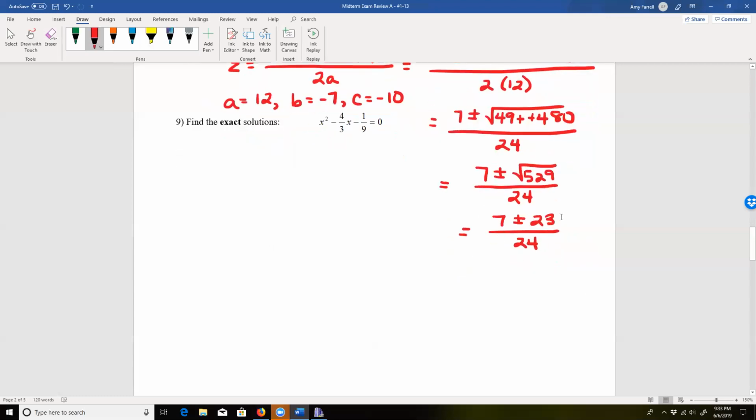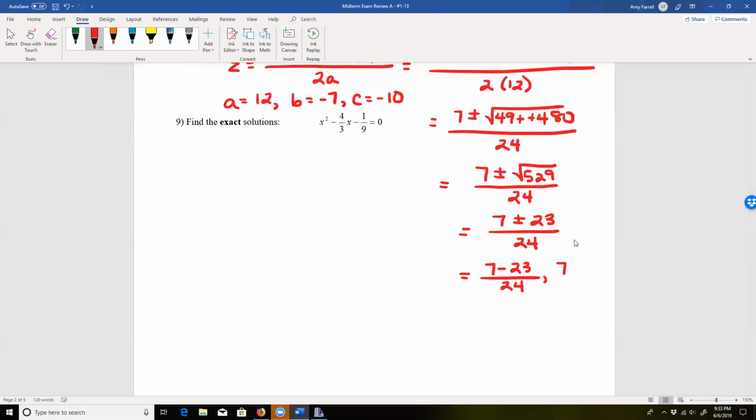I can't reduce this at all. 7, 23, and 24 don't have a common factor other than 1. But I can do better than this. I can simplify. So one of my answers would be 7 minus 23 all over 24.